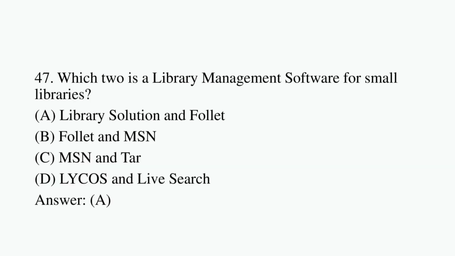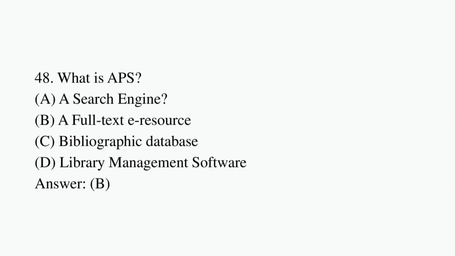So question number 47. Which tool is a library management software for small libraries? A, Library Solution and Follett, B, Follett and MSN, C, MSN and TAR, D, LOCKSS and Live Search. Answer A, Library Solution and Follett. Question number 48. What is APS? A, search engine, B, full text e-resource, C, bibliographic database, D, library management software. Answer is B, a full text e-resource.